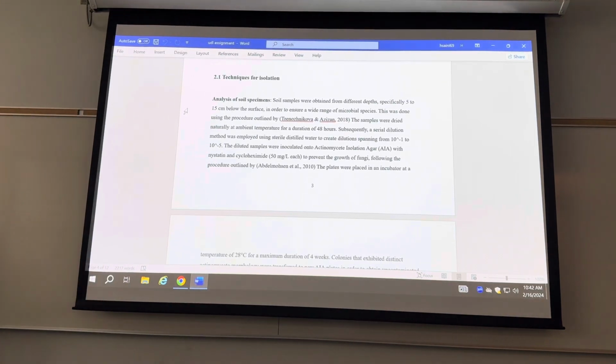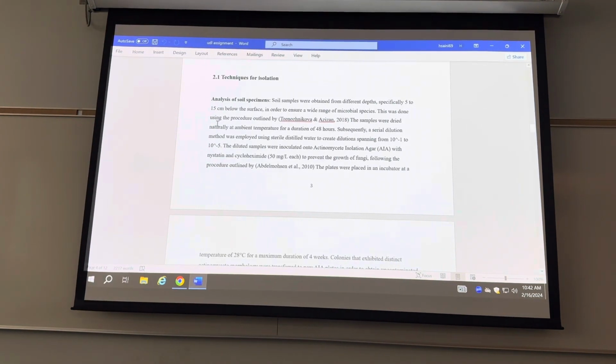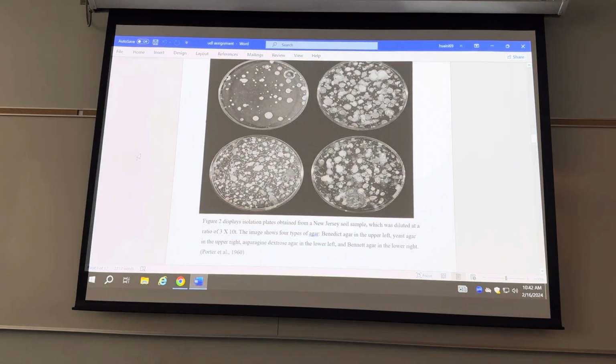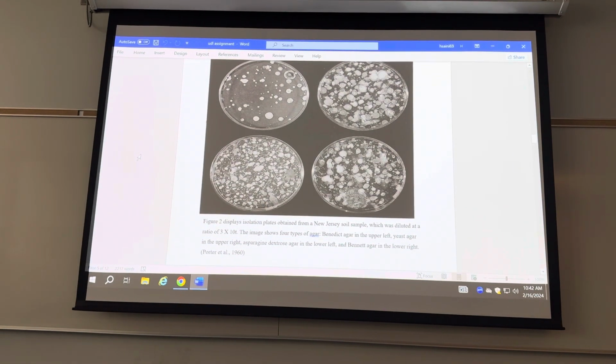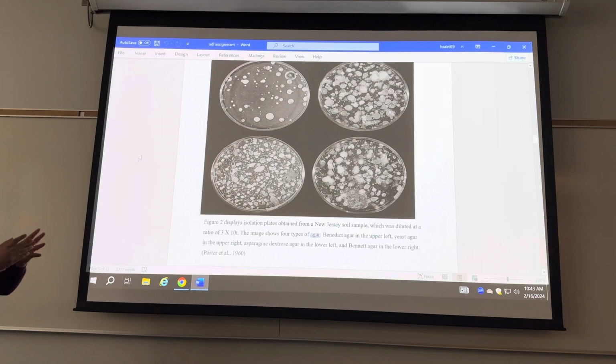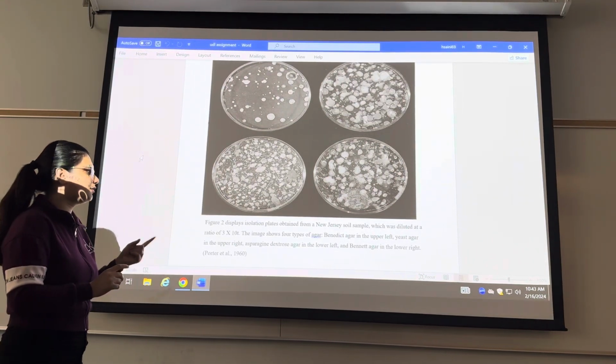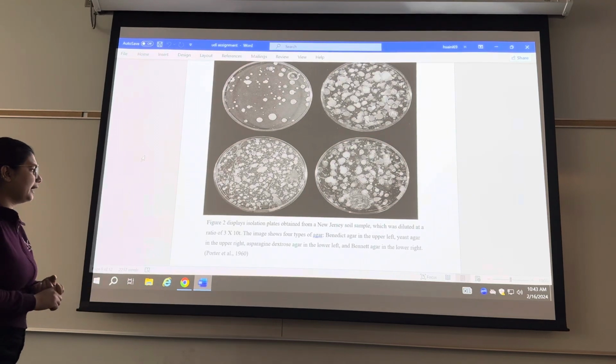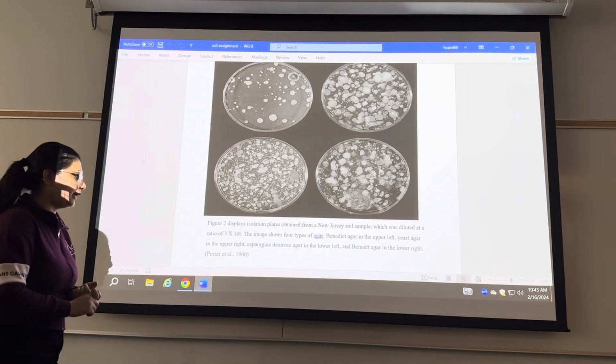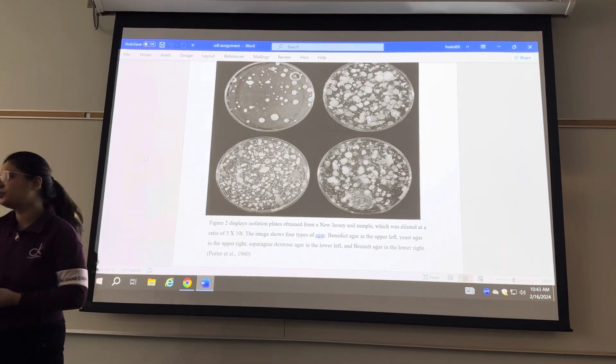Now I am going to show you the various plates. These plates are basically showing the soil sample but on different media. We have used 4 different media, that is Benedict agar, yeast agar, asparagine dextrose agar and Bennett agar.